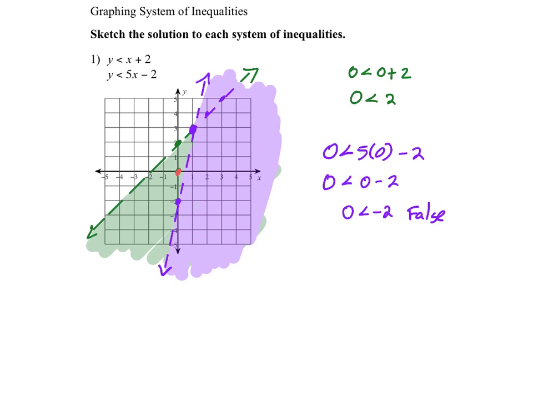So my solution is this space right here where I shaded both of them. As you can see, in this space around here, I only shaded the green one. Up here, I only shaded the purple one. So my solution is everything right here, all the space that I shaded both of them.